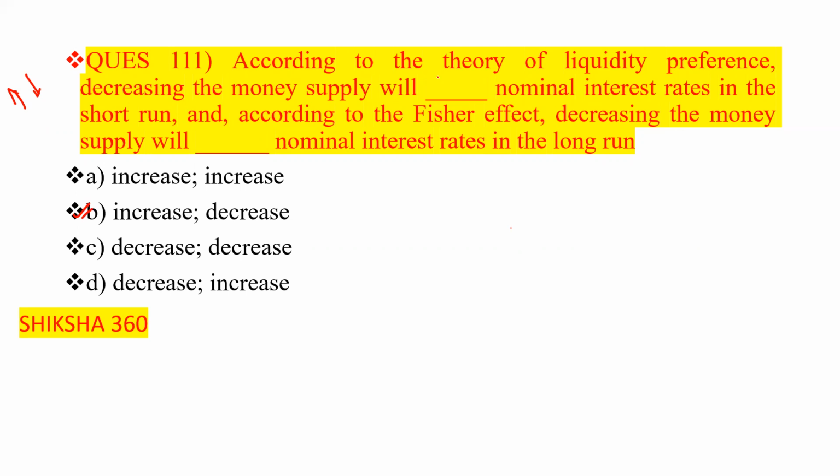We have already discussed the diagram also. Decreasing the money supply will increase the nominal interest rate in the short run. And according to the Fisher effect, first of all we have to understand what Fisher says. Irving Fisher describes a relationship.